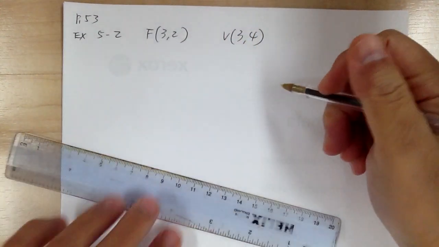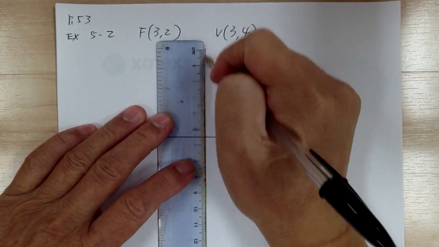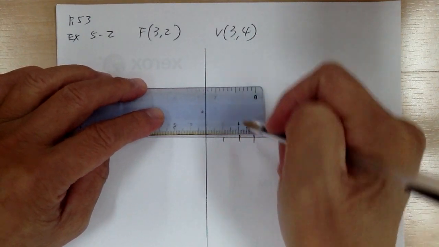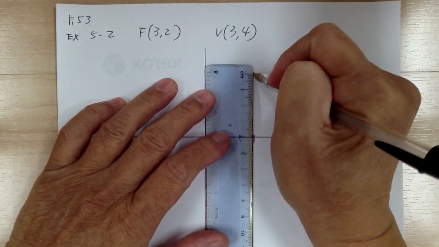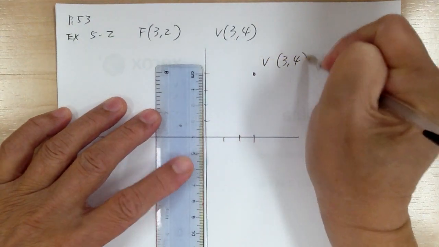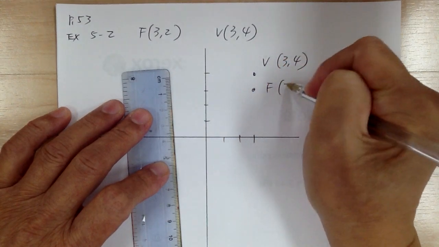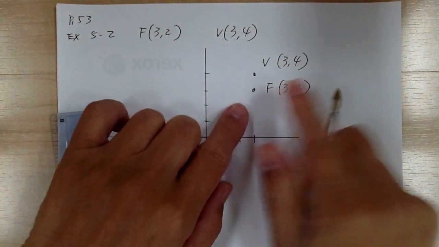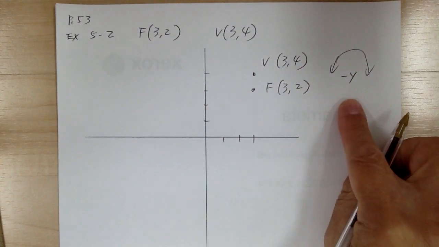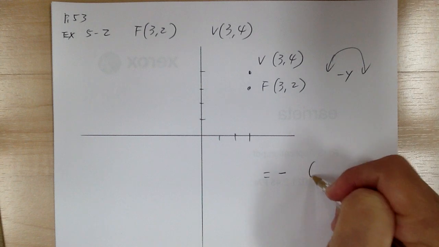Okay, so again, best thing to do is just go and sketch it out, and so you can figure out all different information. So this is 3, 4. So that's the vertex 3, 4, and the focus is 3, 2, so 3, 2 right over here. So just from this information, you know that graph is going to go down this way, okay? So this is going to be in the negative y direction.